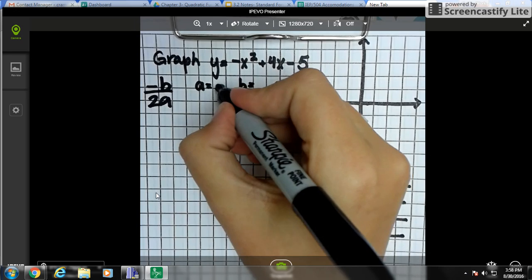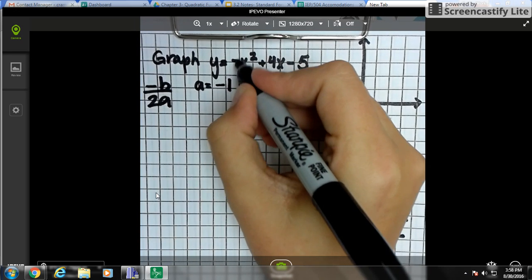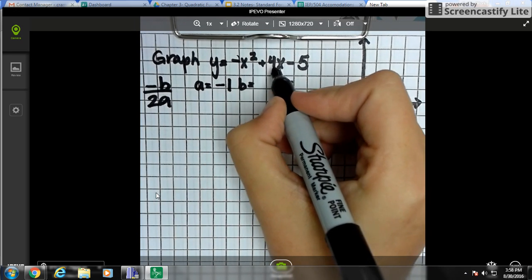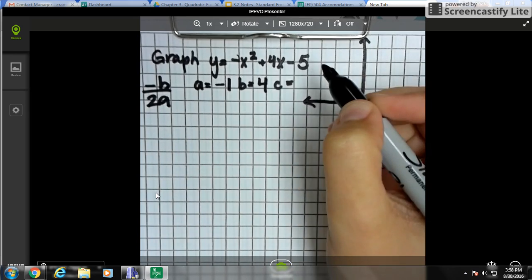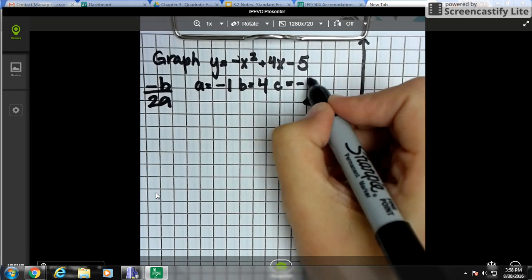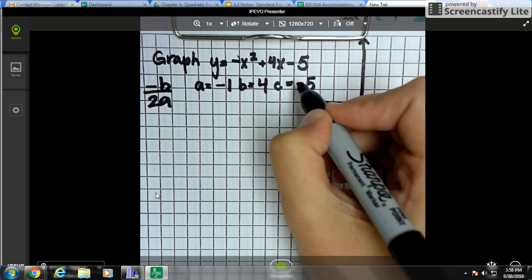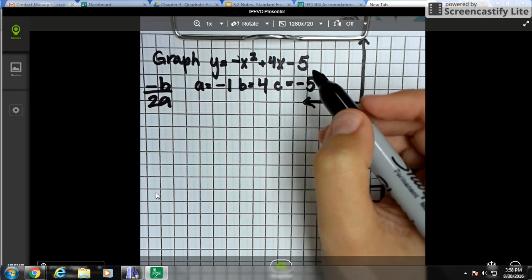So here we have an A value of negative 1, the number in front of the x squared, a B value of 4, the number in front of the x, and a C value of negative 5. Make sure you keep those negative signs with those values.